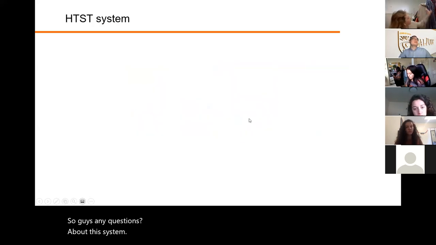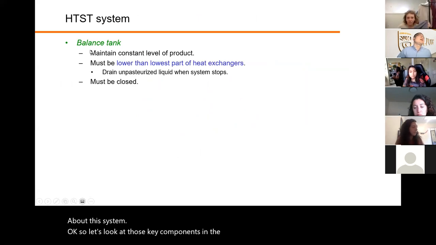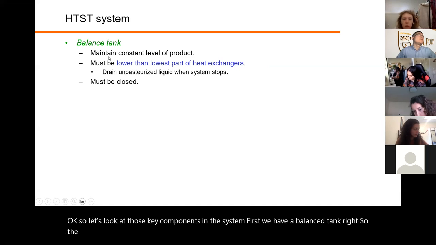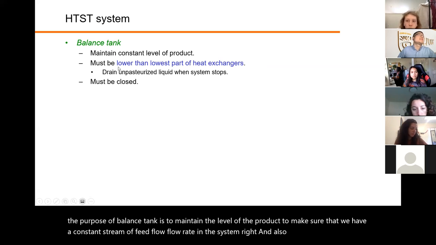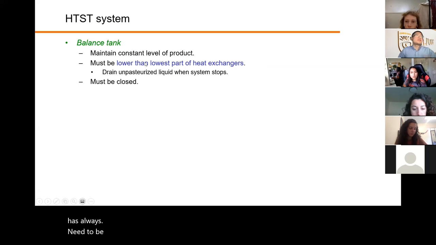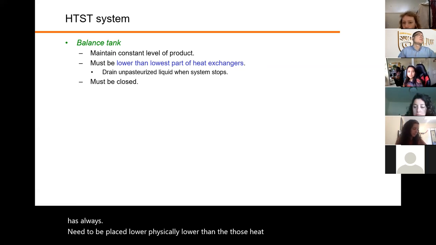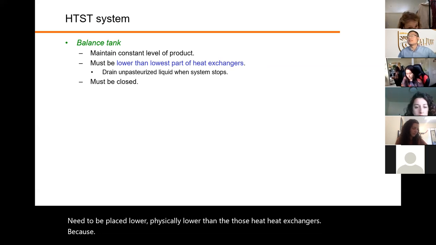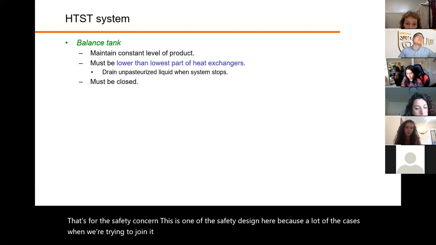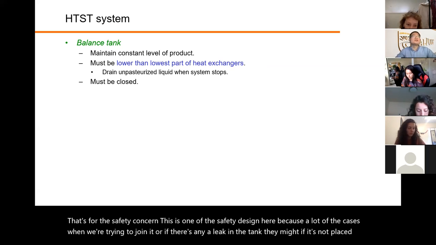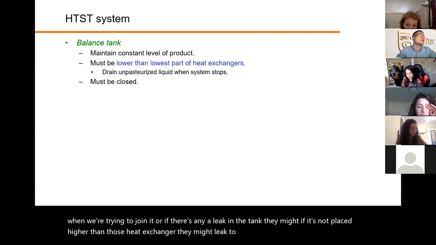Okay, so let's look at those key components in the system. First, we have a balance tank, right? The purpose of the balance tank is to maintain the level of the product to make sure that we have a constant stream of feed flow rate in the system, right? And the balance tank always needs to be placed physically lower than those heat exchangers, because that's for the safety concern. This is one of the safety designs here, because in a lot of cases when we're trying to drain it, or if there's any leak in the tank, if it's not placed lower than those heat exchangers, it might leak and contaminate the food products. Okay.